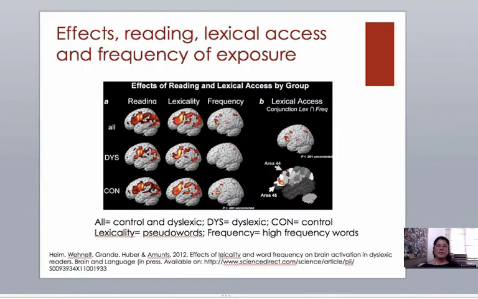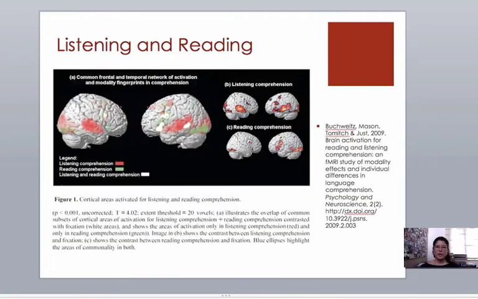We know that reading, lexical access, and frequency of exposure all have different impacts on the way the brain scans look. So if you have the word in your lexicon, there's going to be less action going on. If you are frequently exposed to the word, then it goes down. Also, the activity goes down with a higher frequency.